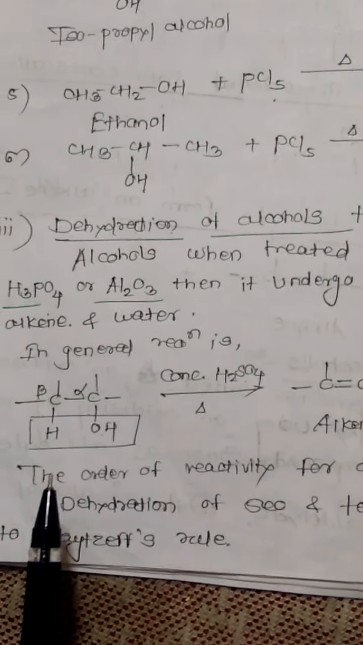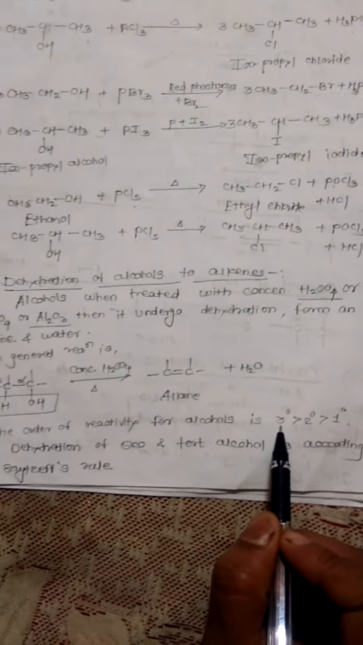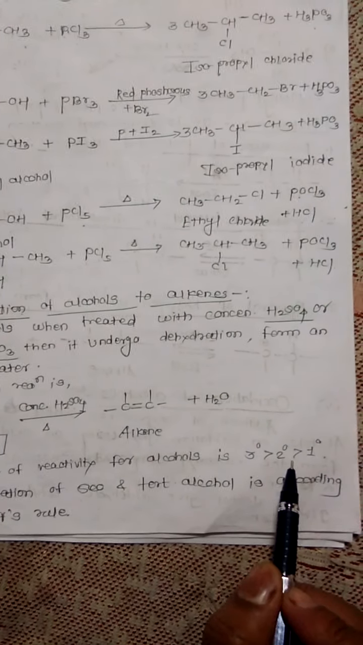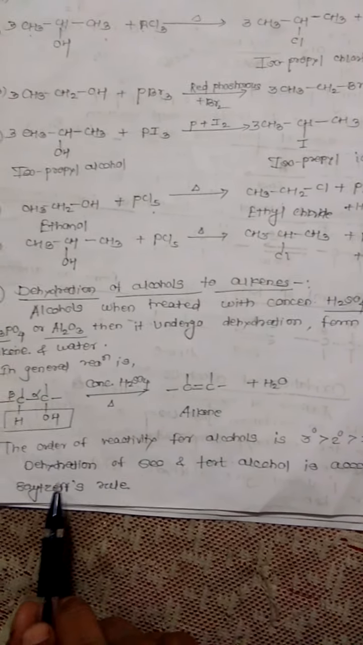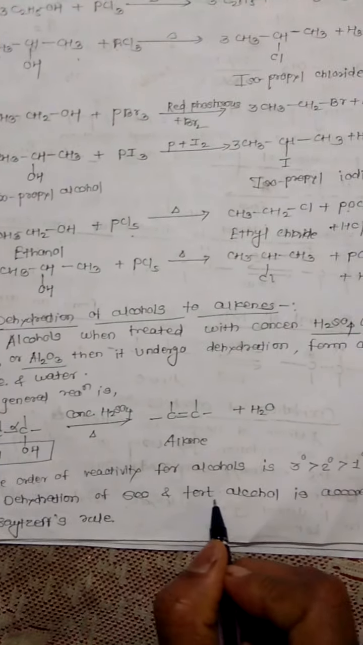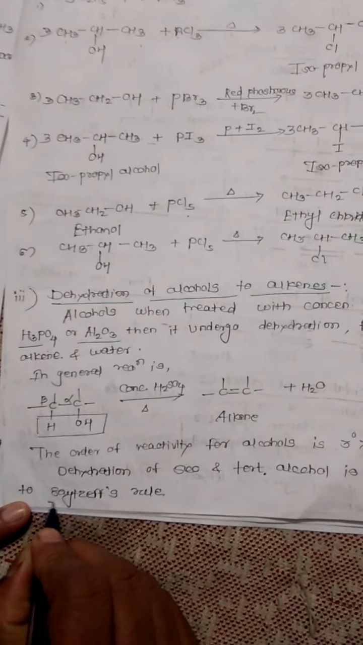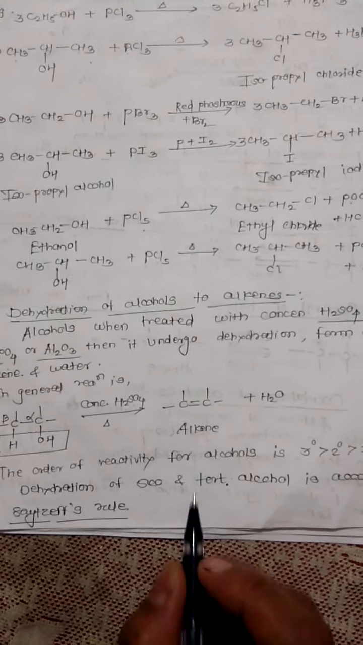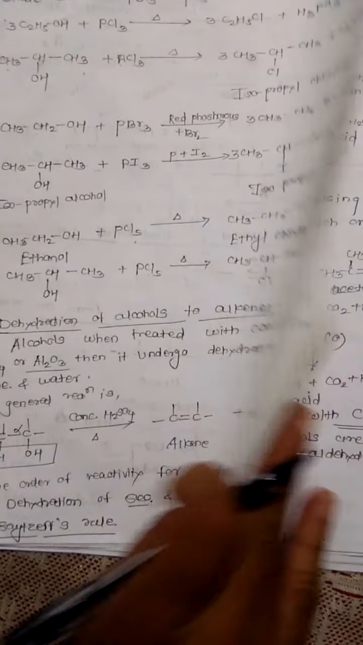We know that there are three types of alcohol: primary, secondary, tertiary. In that, tertiary is more reactive than secondary, and secondary is more reactive than primary. When dehydration of secondary and tertiary alcohol is carried out, it is according to the so-called Saytzeff's rule.